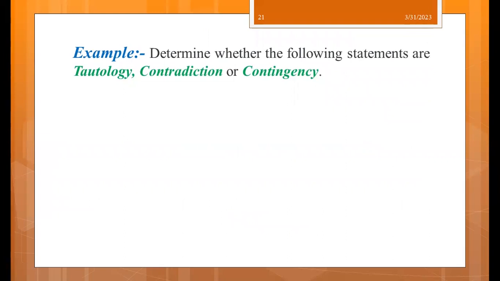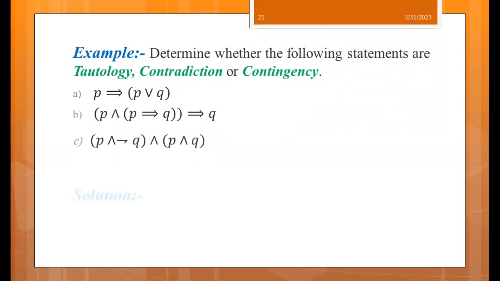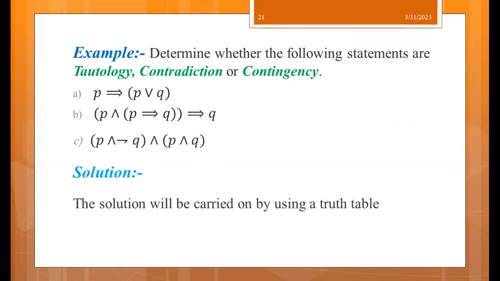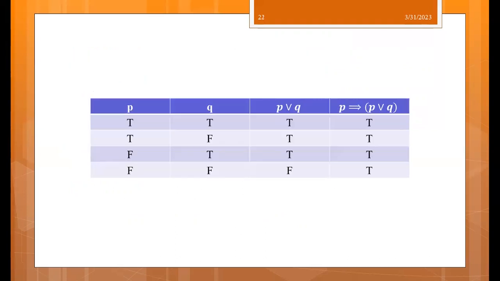If we see this by considering some examples: the example states, determine whether the following statements are tautology, contradiction, or contingency. So let us consider these three examples. For the first one, in order to see the possible truth values of the given compound statements, using a truth table will be very important. So for the first one, we have the compound statement P implies P or Q.